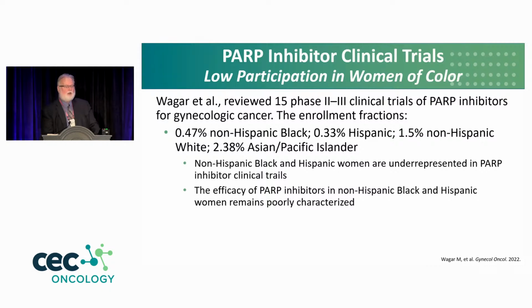So we do know that in the PARP inhibition clinical trials, there is a low participation of women of color. This study reviewed 15 phase 2 to 3 studies looking at PARP inhibitors for gynecological cancers. And they looked at it from what's called an enrollment fraction. So an enrollment fraction is looking at the number of patients enrolled as compared to the incidence of disease in that particular cohort, whether it's a racial or ethnic cohort.